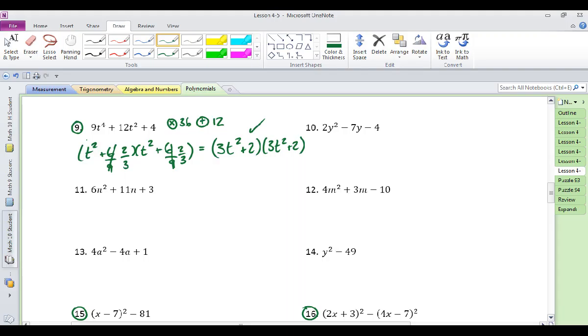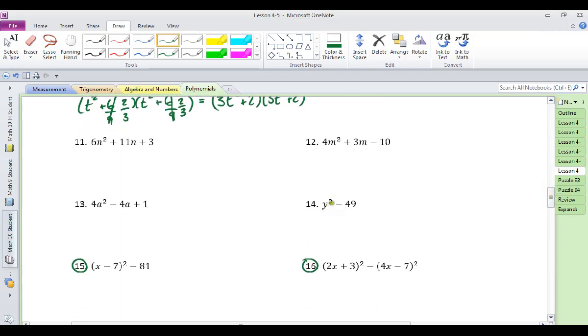Everybody cool? Okay, so 10, 11, 12, 13, and 14, you already know it. I'm going to remind you about 14. How do we do that one? Square root of the first one. What's the square root of y squared? Y. Plus square root of the second one? 7. And then we just write it again.